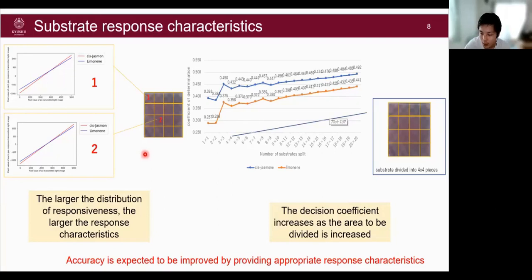In other words, the larger the response distribution of the 2D LSPR gas sensor, the larger the response characteristics will be.